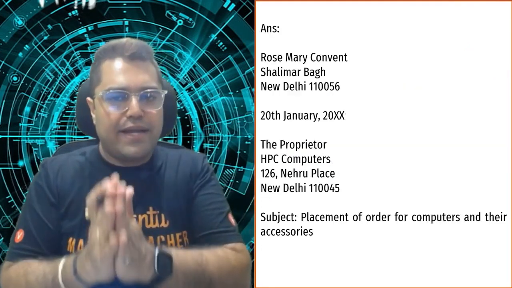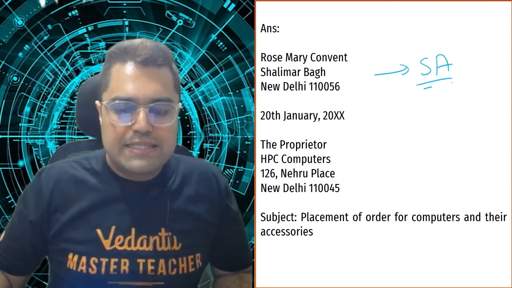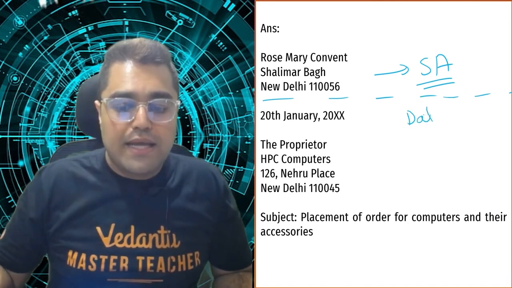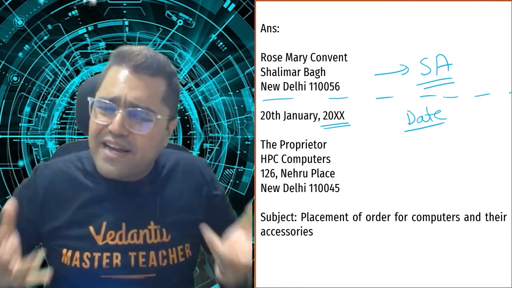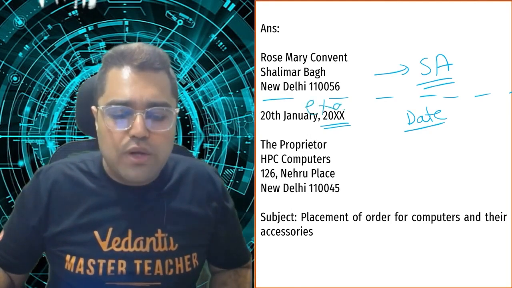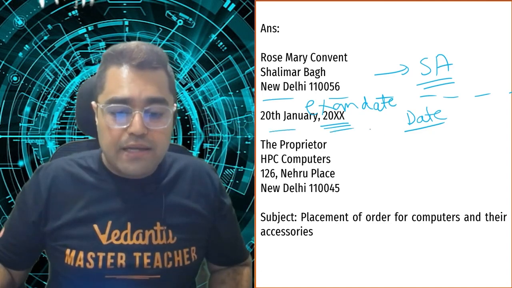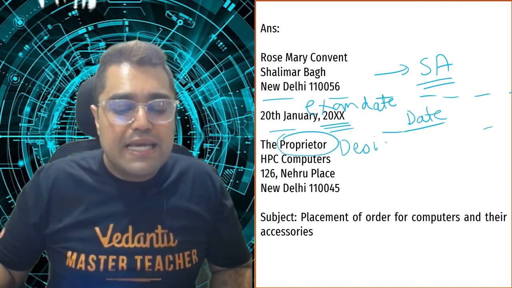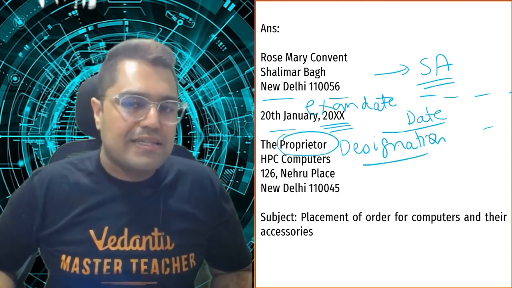Again, letter writing, you have to keep in mind format, most important. First of all, sender's address, please leave a line. Then comes the date. It is completely okay to write 20XX. You can write the date. You can write the actual exam date also, no problem. Then leave a line. Now here, please remember to write the designation. This is very important. Designation is the title.